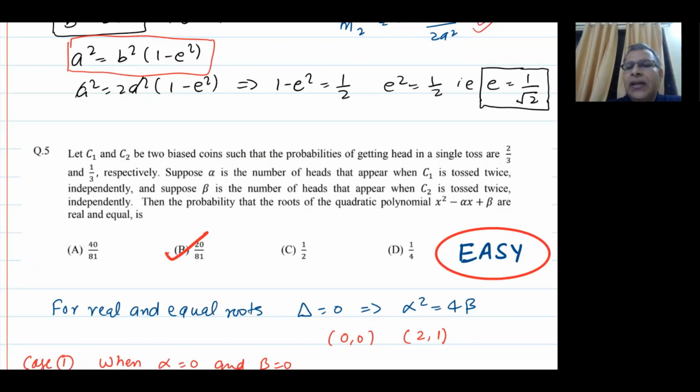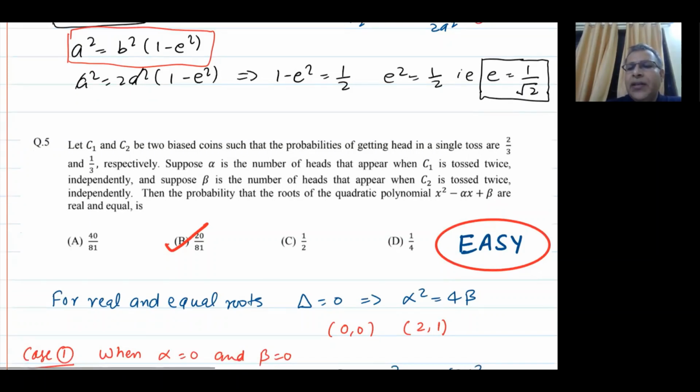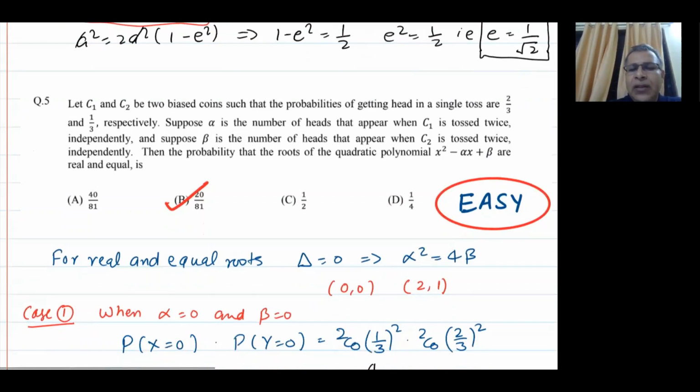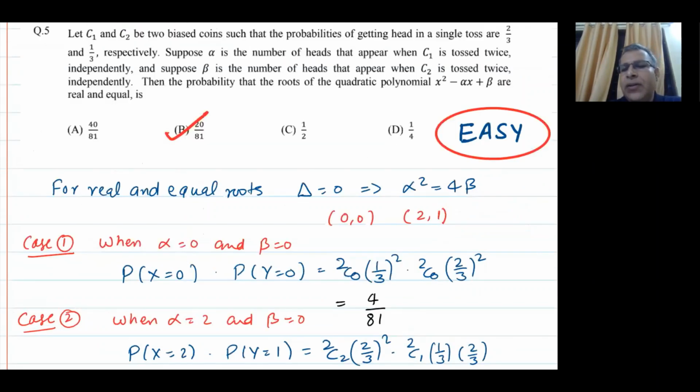the number of heads that appear when C2 is tossed twice independently. Then the probability that the roots of the quadratic equation x square minus alpha x plus beta equal to 0 are real and equal is. So there are 4 options. So for equal roots, we have to put delta 0. So delta 0 means alpha square equal to 4 beta, and alpha and beta are integers because we are getting the number of heads. So that means alpha and beta will be integers. So only 2 pairs will satisfy.